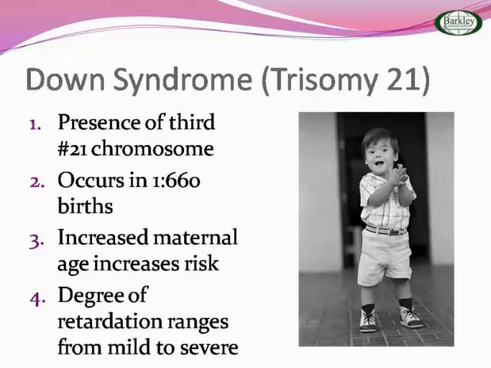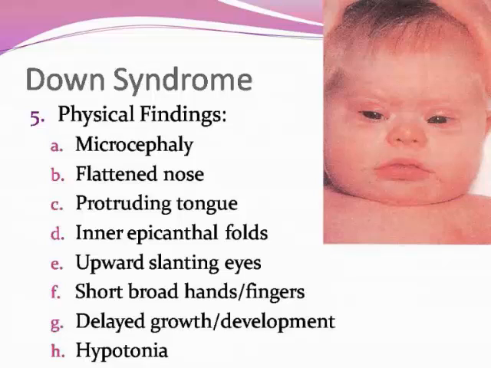Now, Down syndrome is trisomy 21, three number 21 chromosomes. It occurs in 1 in 660. Did y'all realize it was that prevalent? It's kind of interesting to think about that. Increased maternal age does increase the risk, and the degree of retardation ranges from mild to severe. We also know about some of the physical findings. Look at this: microcephaly, flattened nose, protruding tongue. Do you know this is the epicanthal folds on the inner side of the eye here?